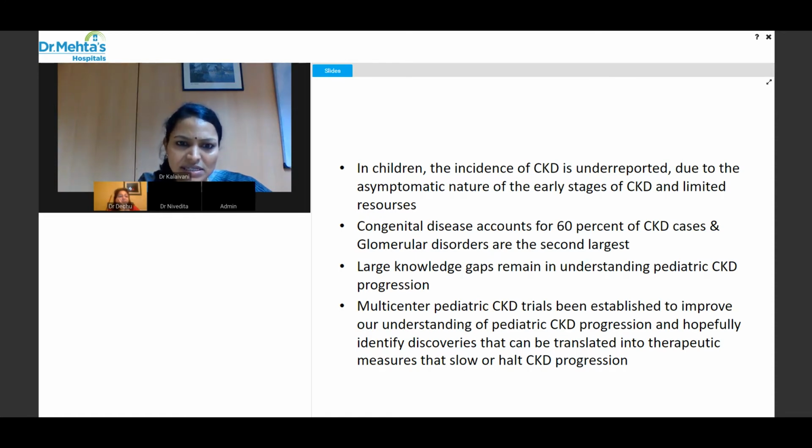Congenital disease accounts for 60% of CKD in children, the second being glomerular disease. There lies a large knowledge gap in understanding pediatric CKD progression. Multicentric pediatric CKD trials have been established to improve our understanding of pediatric CKD progression and hopefully identify discoveries that can translate into therapeutic measures that can slow or halt CKD progression. Thank you.